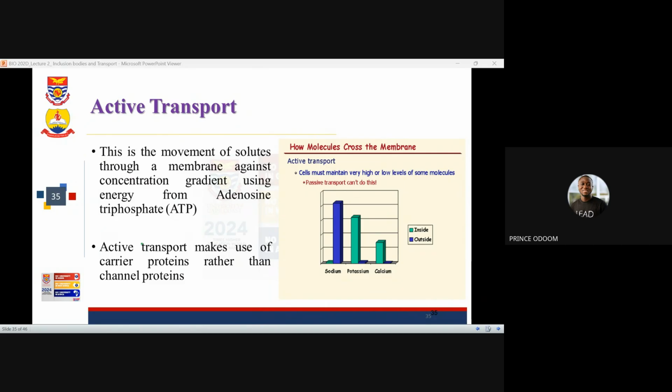So that is what happens with active transport. They don't know why they are there, so you have to apply some pressure, some force, and that comes in the form of what? ATP. So active transport makes use of carrier proteins rather than channel proteins. I hope we understand. It means that with active transport, they do not go through the channel. They go through the phospholipid bilayer, but they have to be aided by what? By carrier proteins.